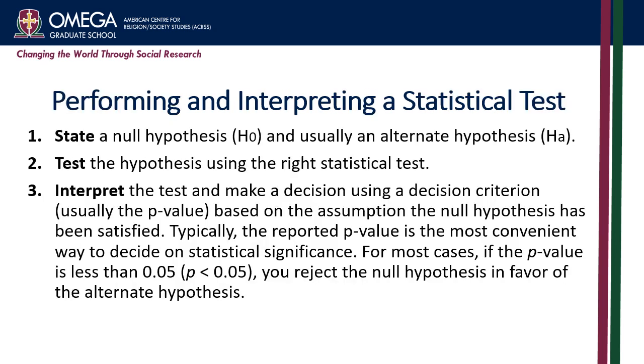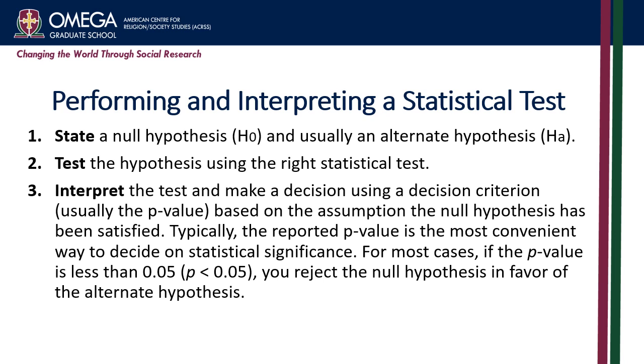Now that we've discussed some of the fundamentals of statistical testing, let's talk about the practical steps of performing and interpreting a statistical test. Number 1, state a null hypothesis and usually an alternate hypothesis. And if those are well written and clear, then we know exactly what we need to test, and we should know which test we need to use.